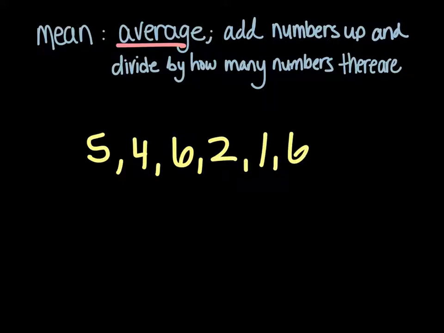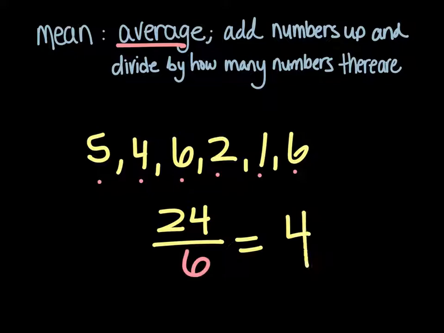find the average. What I'm going to do is add all these up, and I get, let's see, 5 plus 4 is 9, 15, 16, 17, 18, plus 6. I get 24 if I add those all up. And then I want to divide by 1, 2, 3, 4, 5, 6, because there were 6 numbers. So 24 divided by 6 gives me an answer of 4. So that's my average.